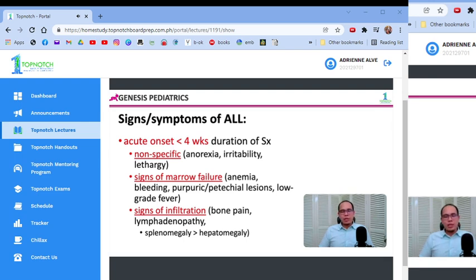Meaning, on history and on physical examination, wala yung mga hulani, wala yung mga bone pains, wala yung mga organomegaly. So, both will present with pancytopenia. Okay, one quick way to distinguish them would be the signs of infiltration. Again, this is not, of course, 100%.